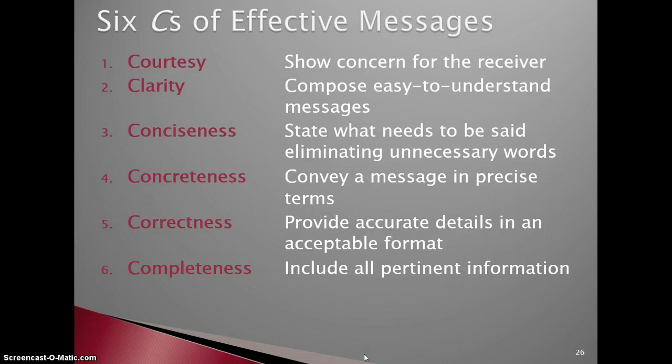And the 6th C is completeness. You want to include all pertinent information. That's answering the W's and the H. Who, why, what, when, where, and how.